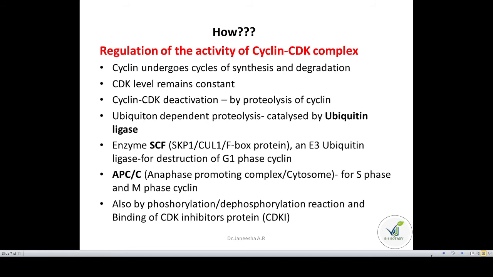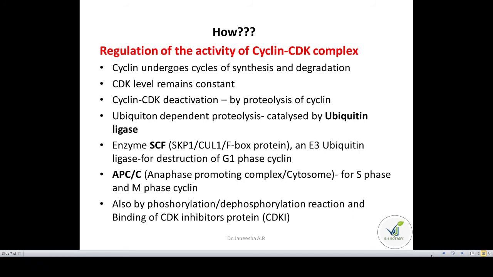Then how does the Cyclin-CDK complex work? The cyclin undergoes cycles of synthesis and degradation during the cell cycle, whereas the CDK level remains constant. Whenever the Cyclin-CDK complex has performed its action, we have to deactivate it by the proteolysis of cyclin. So the Cyclin-CDK complex is deactivated with the help of proteolysis of cyclin.